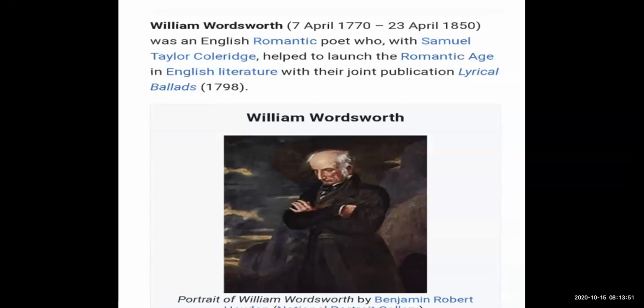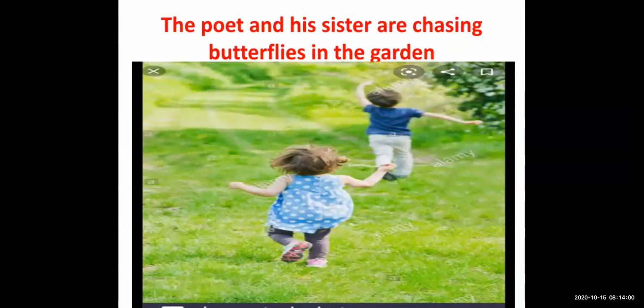What does the poet do? Here the poet is expressing his emotions through this poem. Look at this picture. Here the poet is the speaker. Now the poet is a grown-up person. He is an elder person and he is sharing his emotions. The poet is sharing his past experiences through this poem. We see this is the picture of the garden.